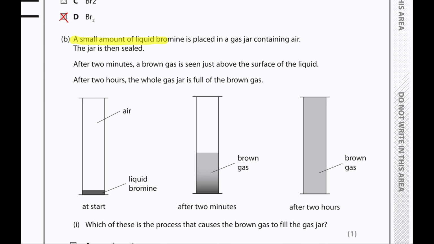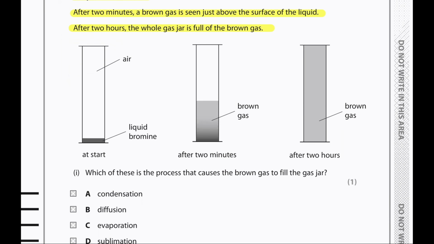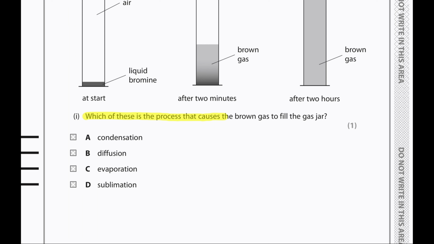A small amount of liquid bromine is placed in a gas jar containing air. The jar is then sealed. After 2 minutes, a brown gas is seen just above the surface of the liquid. After 2 hours, the whole gas jar is full of brown gas. Which of these is the process that causes the brown gas to fill the gas jar?